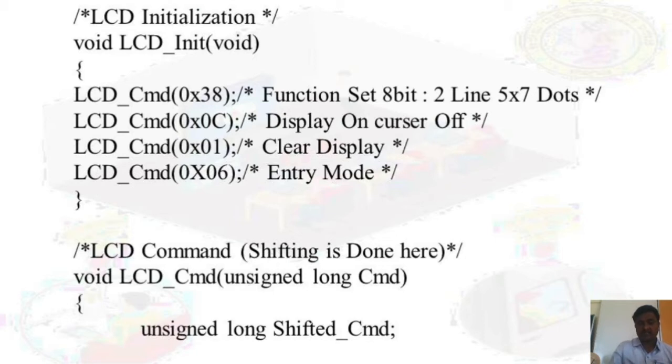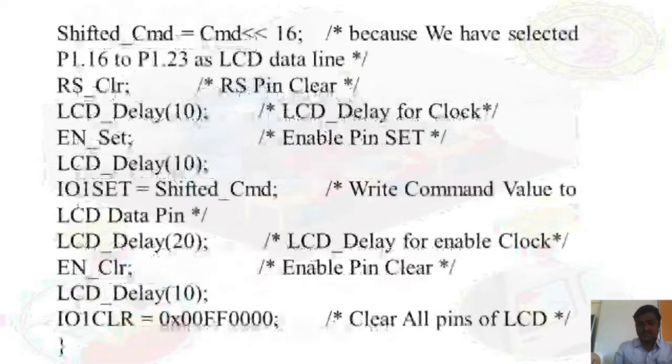Shifting is done here, that is in the LCD CMD we have to shift by 16 bits because P1.10 to P1.15 pins are not available. That is unsigned long shift command. Shift command, CMD less than 16, because we have selected port pins P1.16 to P1.23 as the LCD data lines, and RS clear pin. Call delay, in between we have to call a delay for the clock, as we have written in the comments also. Then enable set, en set pin, we are enabling the pin P1.31 as enable.